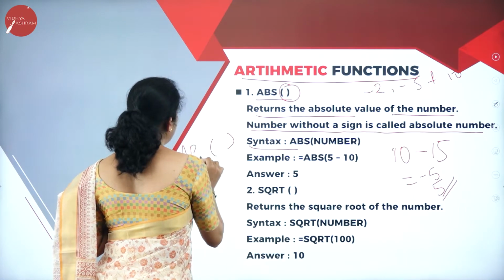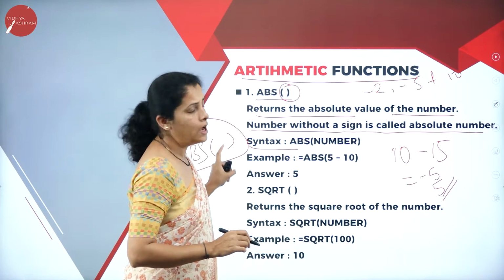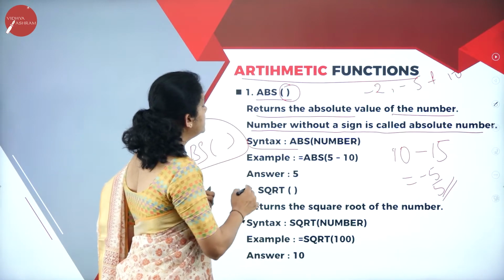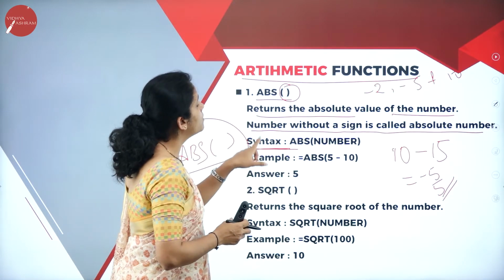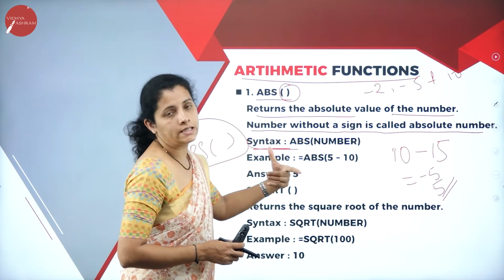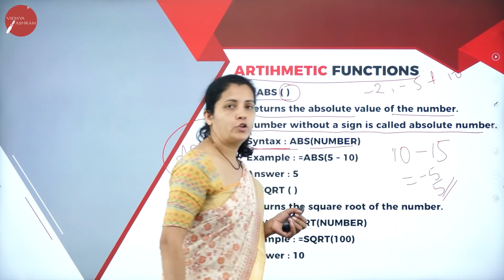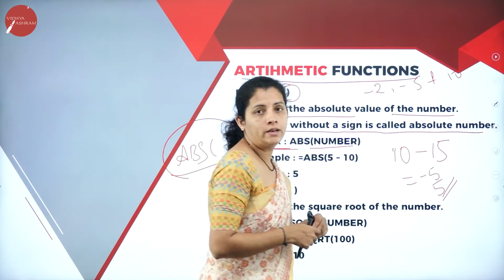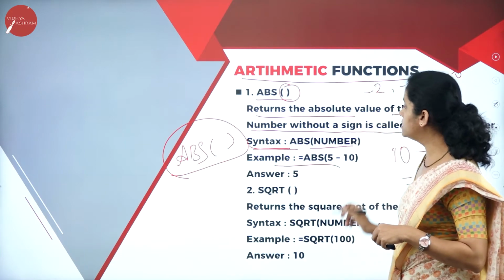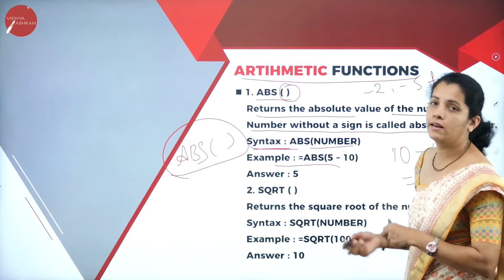That is ABS, and this parenthesis includes that this is the function. And which kind of function? It is a built-in function. And what is the syntax here? I'm going to have the keyword ABS. What is ABS? That is nothing but the function name, and I'm going to pass the argument. And what kind of argument? That is nothing but numbers. So here I have the example, that is ABS of 5 minus 10.